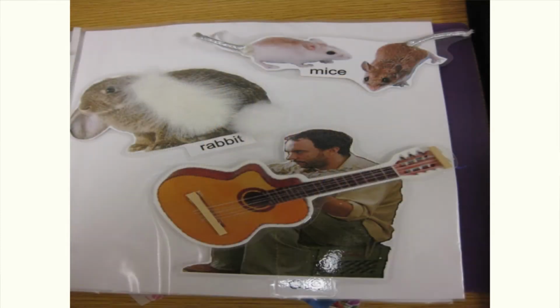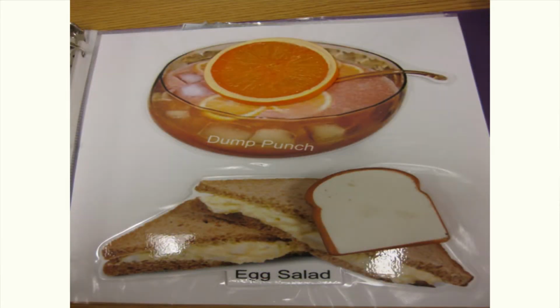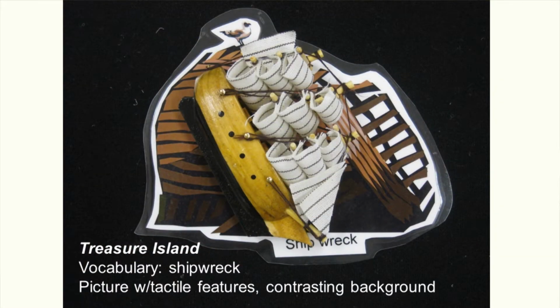Here's more just different parts of the story that you can start telling the story, having them be active participants in, okay, can you put the guitar with the man? Where's the this? Where's the that? You get it? Okay. Flower garden. Here's some food items. So it's just a different way of thinking about how you could tactually represent. Here's plenty more. Treasure Island.